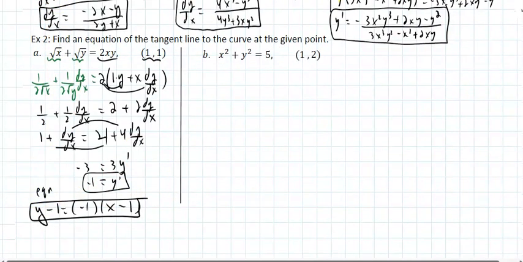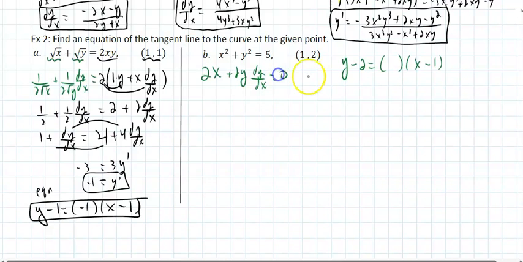And part B, I'm talking about, well, this is a circle. Again, it's not a function. I want to find the slope of the tangent at the point (1, 2). Well, it is y minus y1 equal m into x minus x1. There. What's the derivative? That's 2x plus 2y dy/dx equals 0.